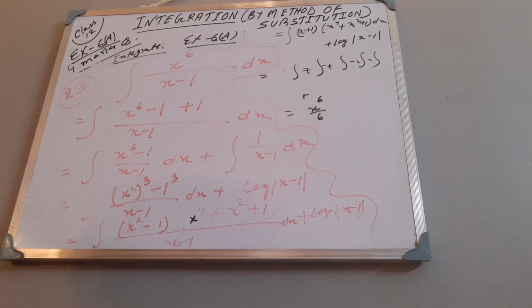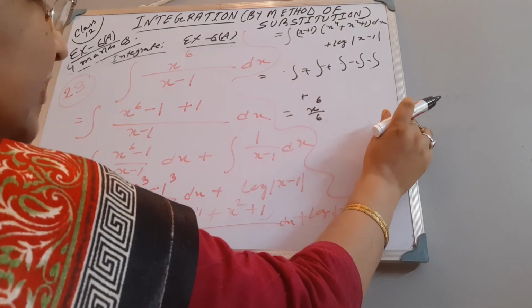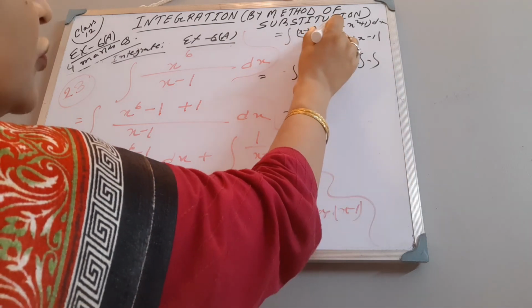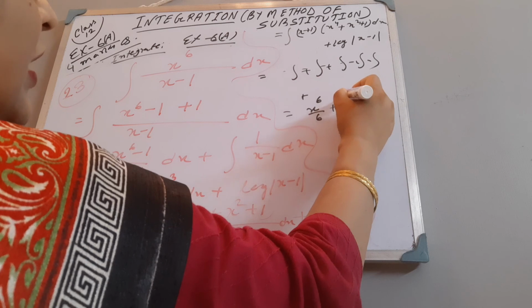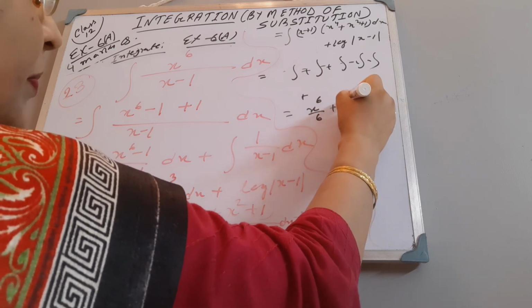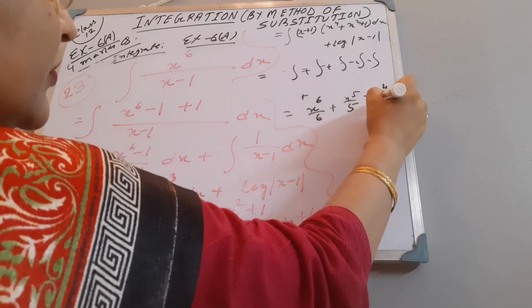Integral x to the power 5 gives x to the power 6. Next part is x into x cube, that is x to the power 3. And here x to the power 4 into 1, so it is coming x to the power 4. Integral x to the power 4 means x to the power 5 by 5. Similarly, we will get all. Just we will get in this way.